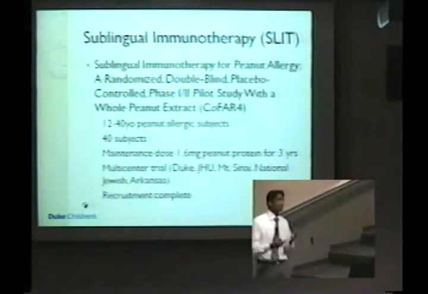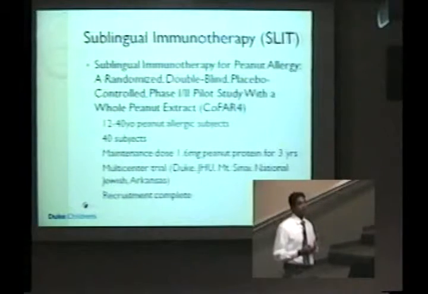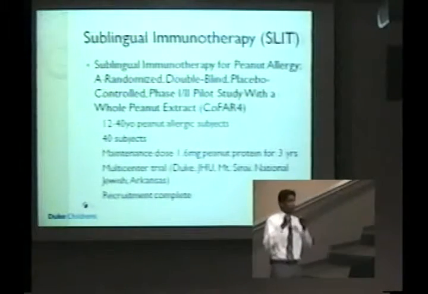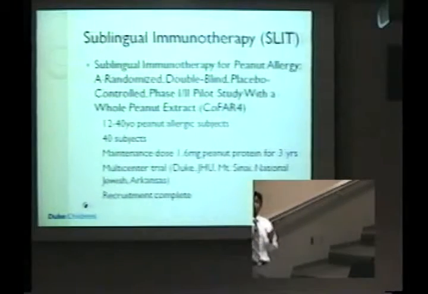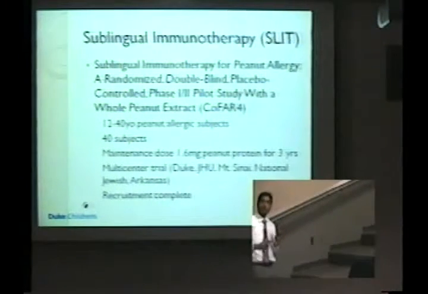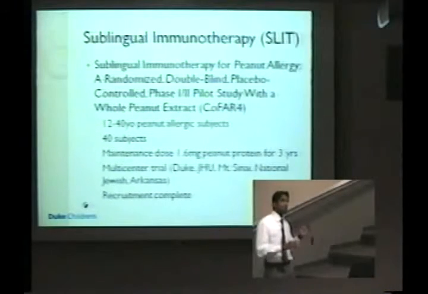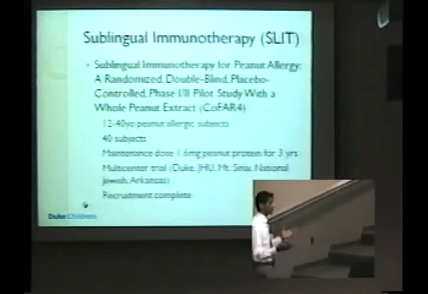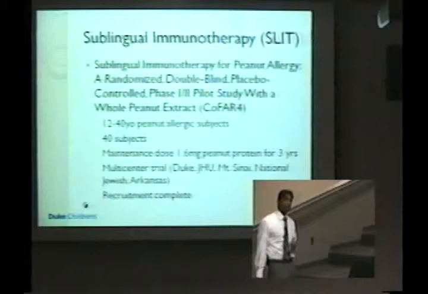And then basically the same study looking at adolescents and adults with peanut allergy, looking at peanut SLIT in this population. Again, 40 subjects, slightly different maintenance dose for 3 years, not 2 years. This is a multi-center trial in that Consortium of Food Allergy Research, which encompasses these universities' medical centers. The recruitment for that is complete.